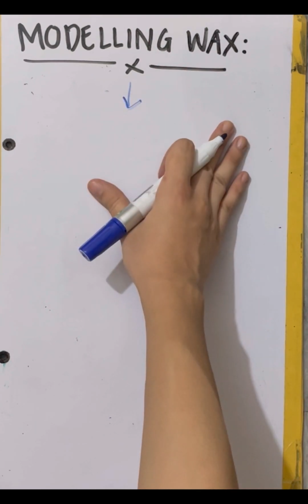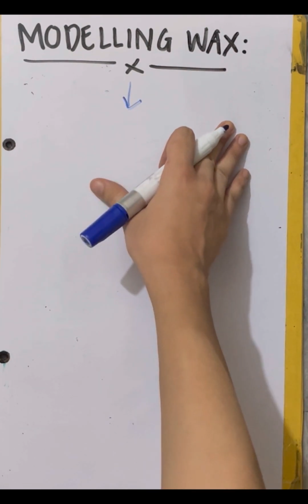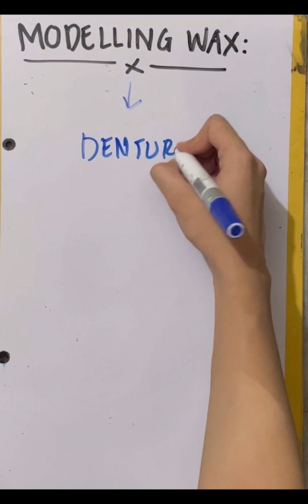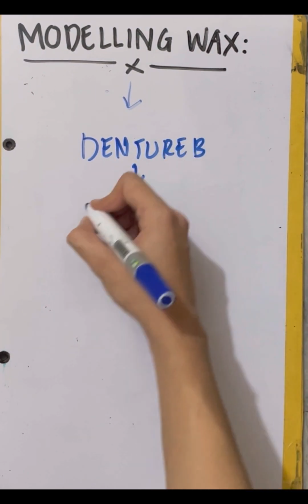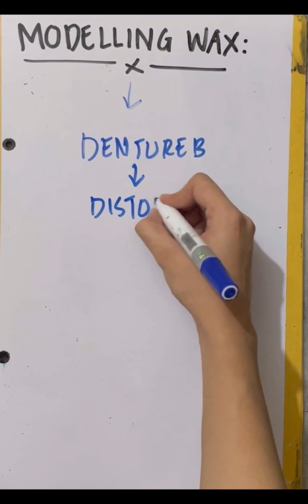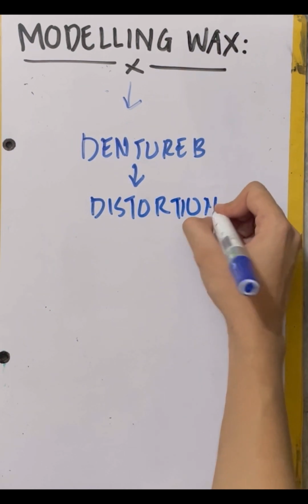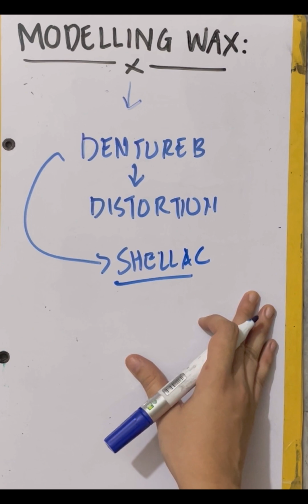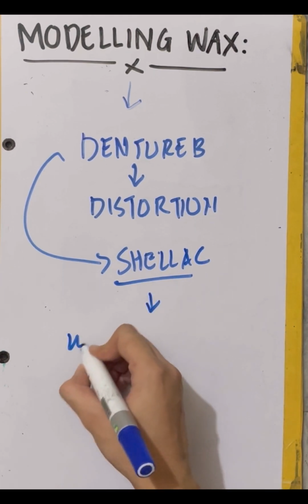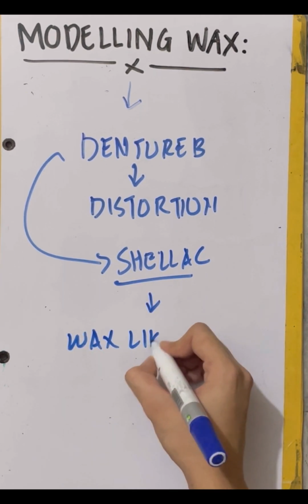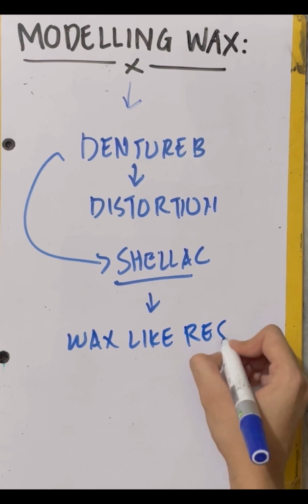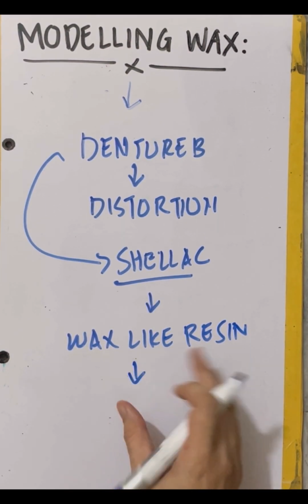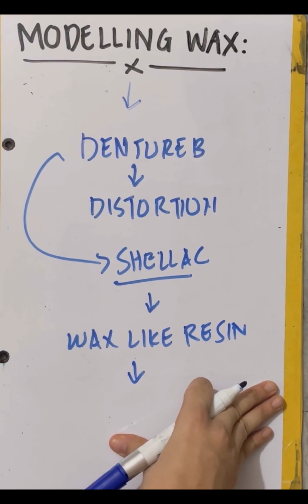Sometimes the modeling wax forms a temporary denture base, and these temporary denture bases formed by modeling wax are prone to distortion. So what we do is form the denture bases with shellac. What is shellac? Shellac is a wax-like resin, which is stable at mouth temperature, and it is used to construct the denture base.